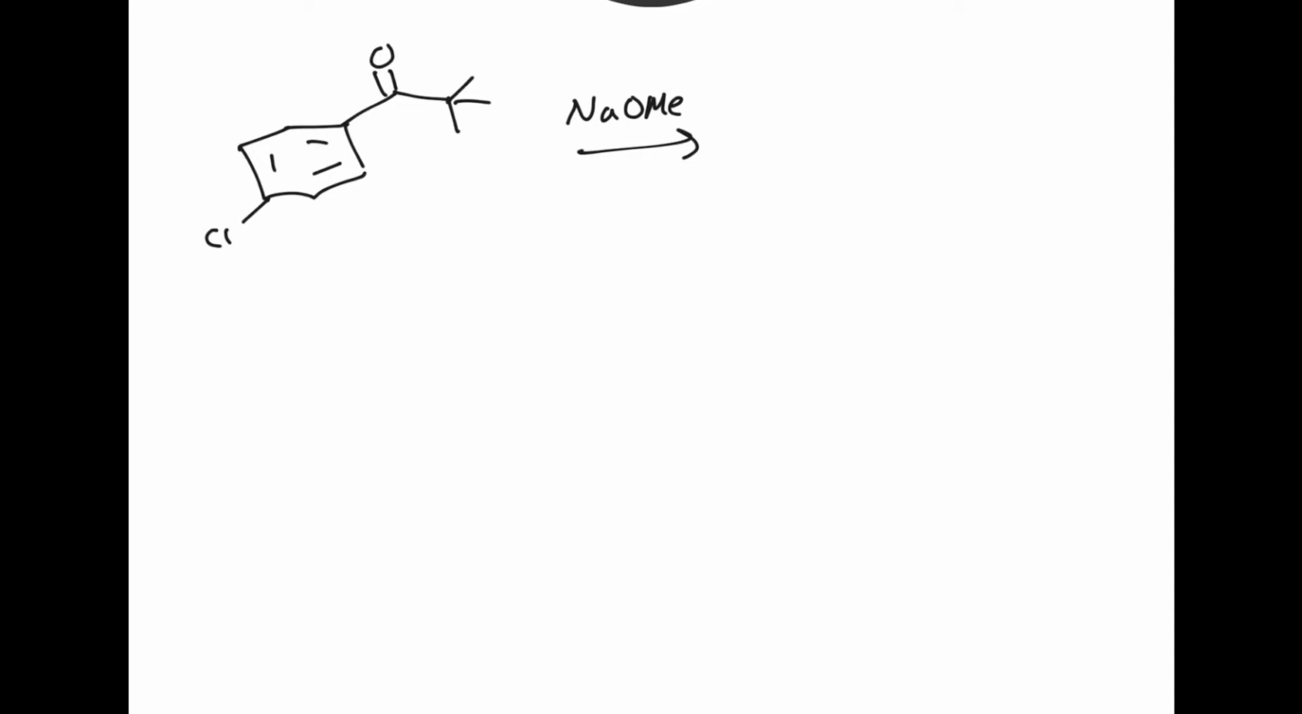So if you remember, we can draw our little line. The metal is positively charged. The thing the metal is bonded to is negatively charged. So we're just going to put the oxygen with its methyl group in place of the chlorine. And that is going to be our product.